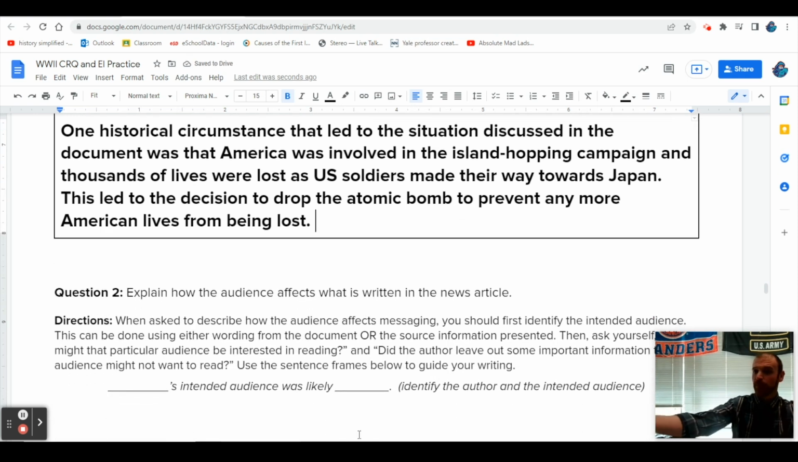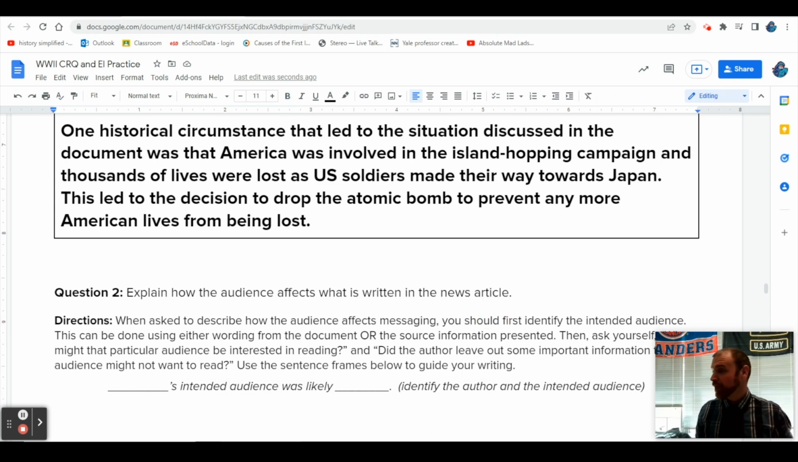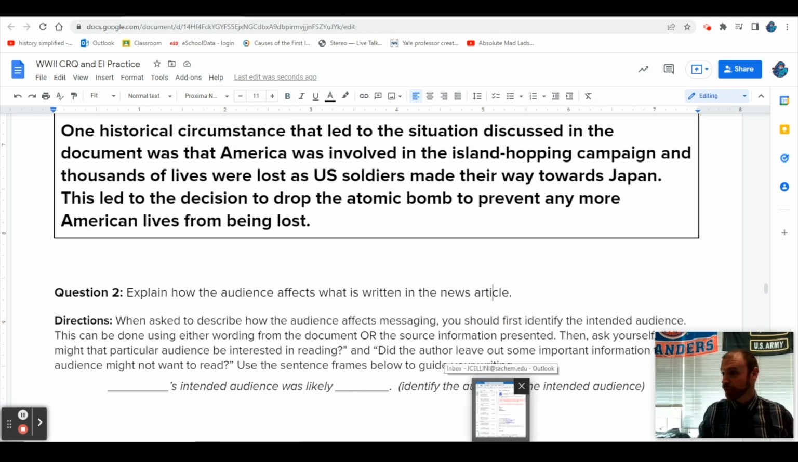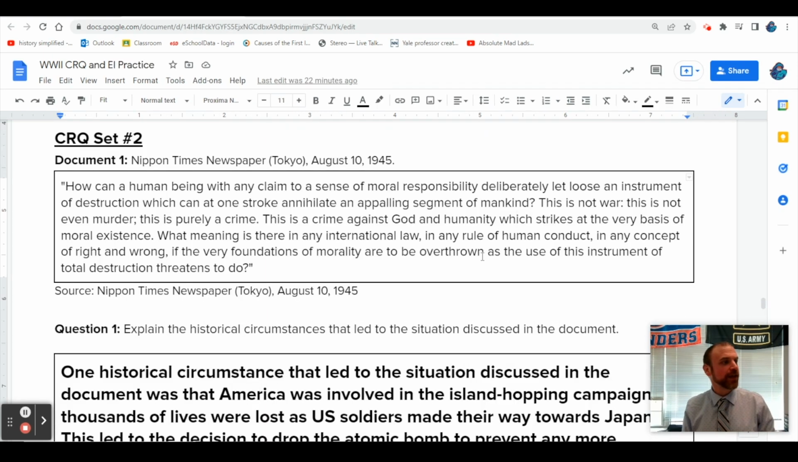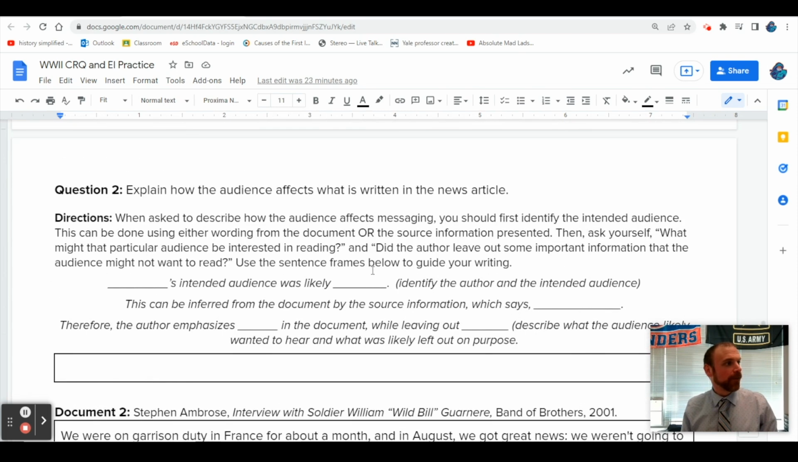To this day, people debate whether or not that was the right thing to do. And the argument is basically on the American side of things, well, we ended up saving a lot of lives on both sides because the Japanese seemed to not really be willing to surrender. So maybe we saved lives in the process, certainly American lives. So let's take a look at question number 2 here and the next document.